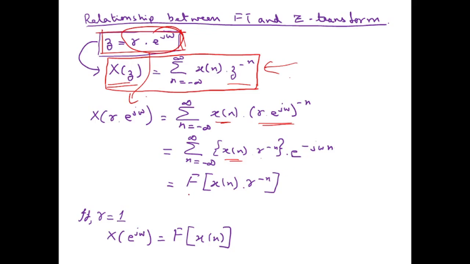So what we get is that this is nothing but the Fourier transform of the signal x[n]. So if r is equal to 1, X(e to the power j omega) is equal to the Fourier transform of x[n].